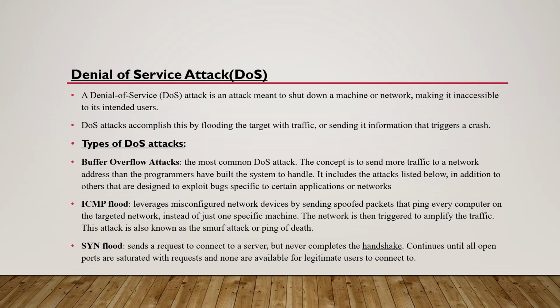The second type is ICMP flood. It leverages misconfigured network devices by sending spoofed packets that ping every computer on the targeted network instead of just one specific machine. The network is then triggered to amplify the traffic. This attack is also known as Smurf attack or ping of death. The third type is SYN flood. It sends a request to the server but never completes the handshake. This continues until all open ports are saturated with requests and none are available for the user to connect.